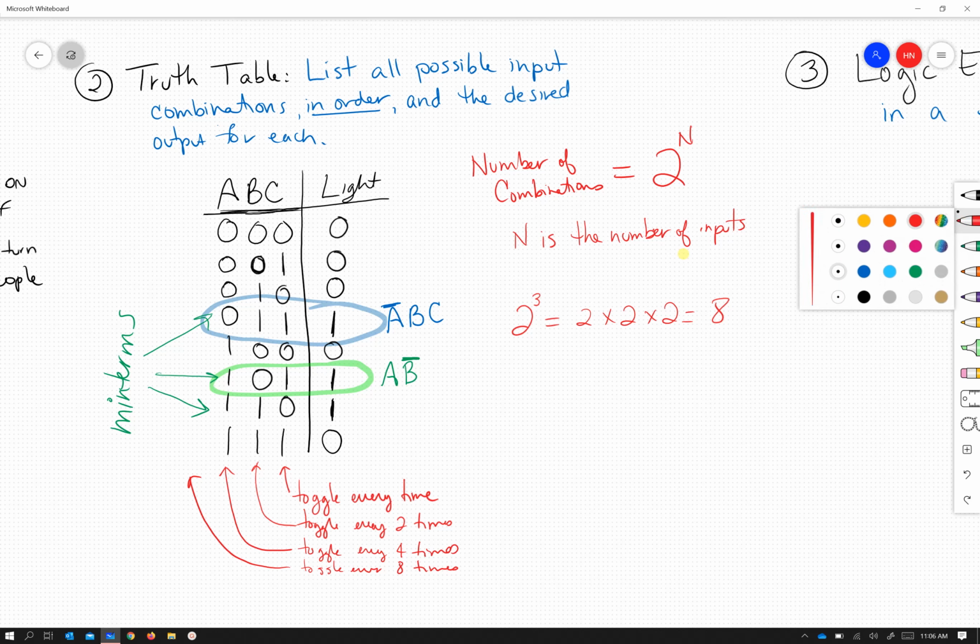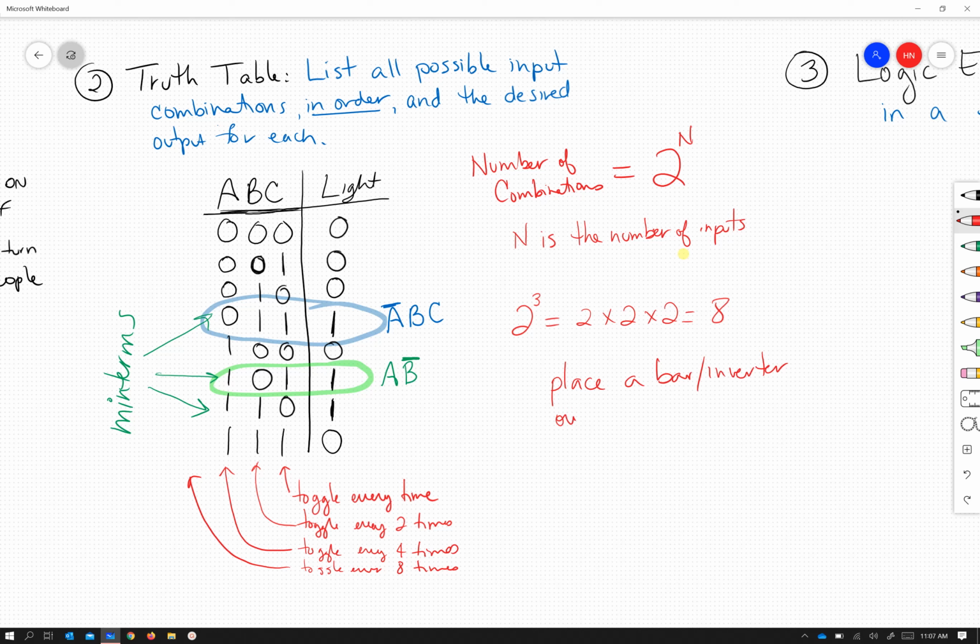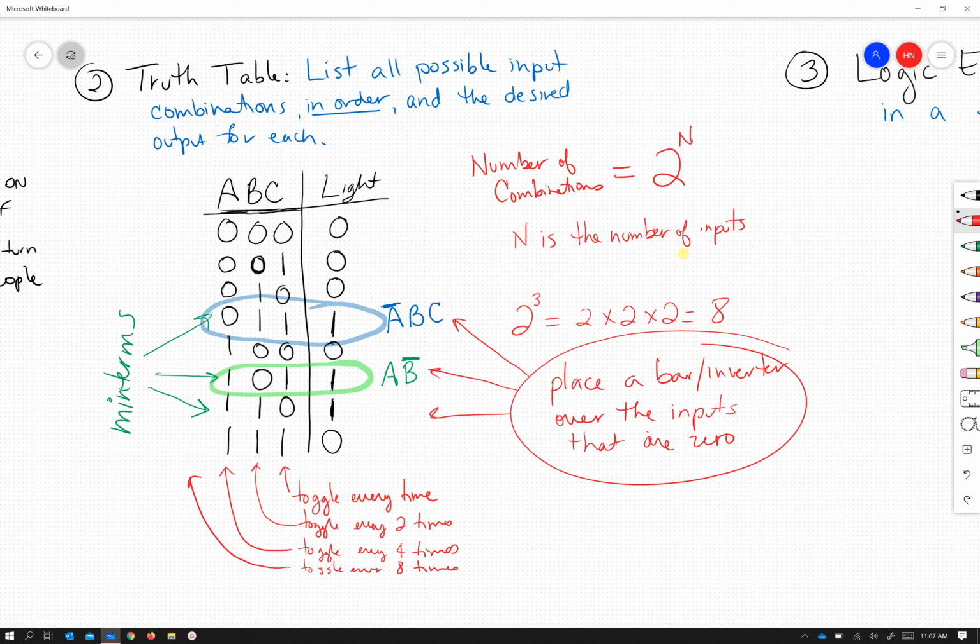So for the terms, place a bar or an inverter over the letter, over the input that's a 0. Inputs that are 0, and it doesn't have to be only one. In this situation, there's only one, but sometimes there are multiple. So that's a note about this one, and what I'm about to do with this one.